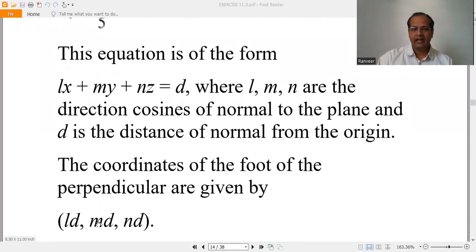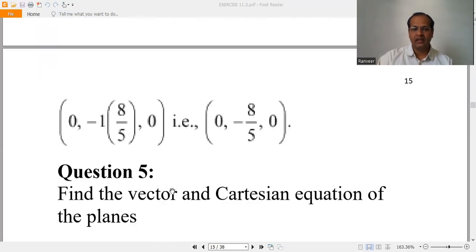So ld, md and nd we can find out here. So 0, minus 1, 8 by 5. This is the value: 0, minus 8 by 5 and 0. This is the foot of perpendicular.